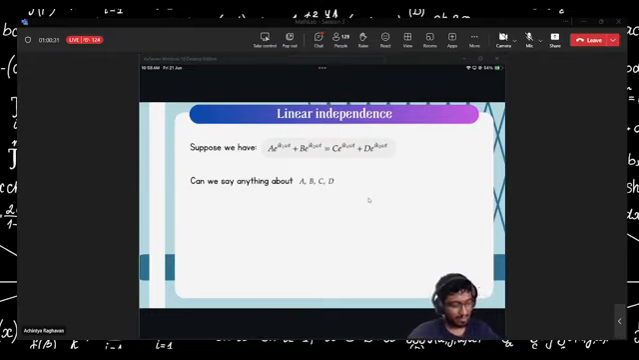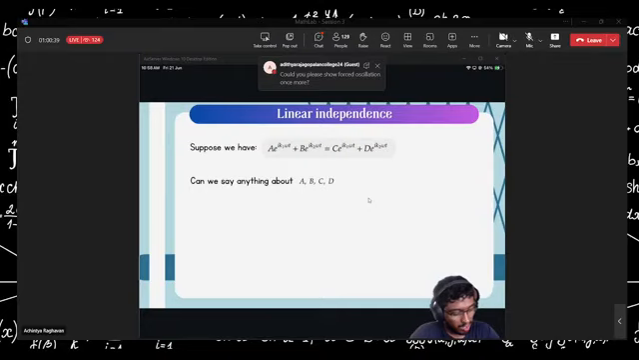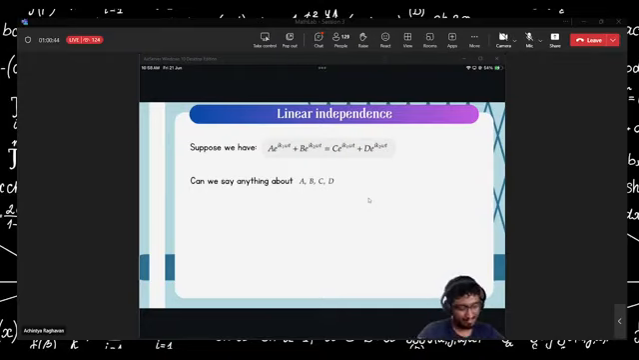So now let's go a little bit off topic and talk a little bit about linear independence, because we need it for the further topic I'm going to discuss. Suppose you have this given equation. What can I say about A, B, C, D?